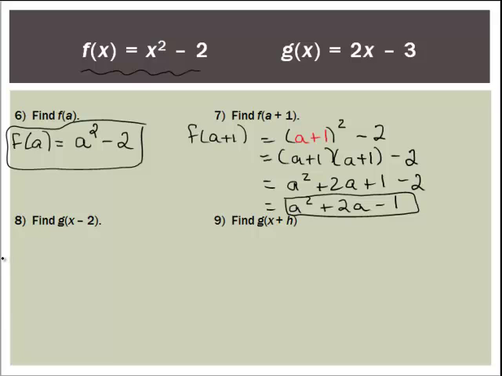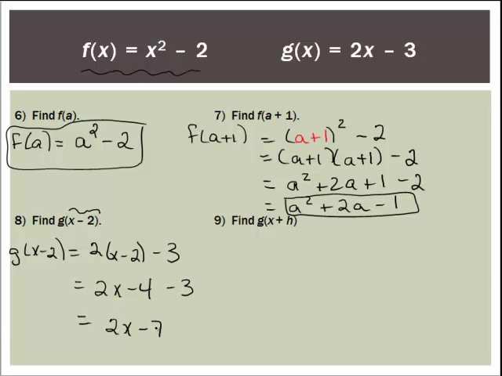Okay, so g of x minus 2 is equal to 2 times whatever x is minus 3. But it's telling us that x is x minus 2. So we get 2x minus 4 minus 3, or 2x minus 7. That's going to be our g of x minus 2.